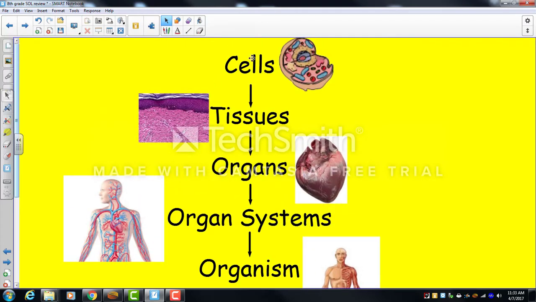So once again, cells, tissues, organs, organ systems, organism. Last year, my kids and I did a chant, C-T-O-O-O, so we can have the teachers practice that in class, or we can practice it with you when we see you and do that chant together. So C-T-O-O-O. Sometimes we even said C-T-3-O, like C-3PO on Star Wars.